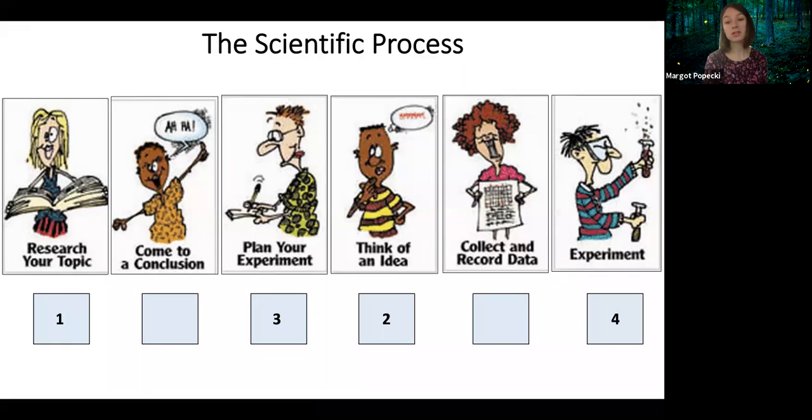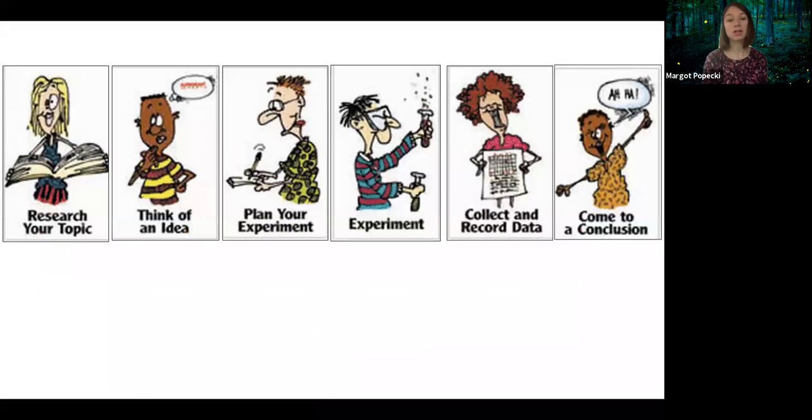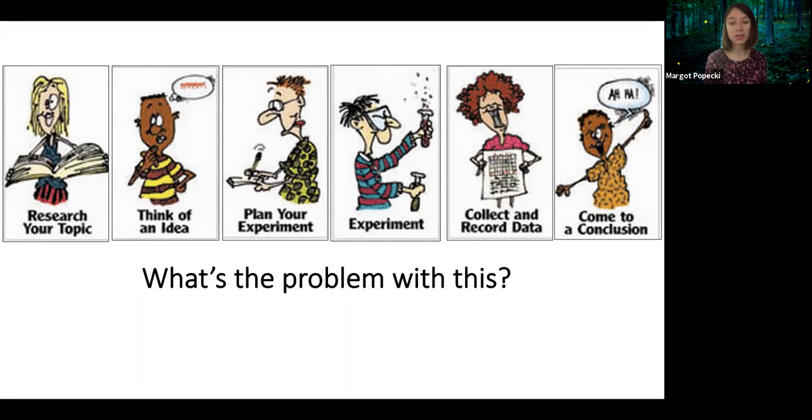You'll do this concurrently with collecting and recording data, which ensures the rigor and reproducibility of your study. Lastly, you're going to come to a conclusion by analyzing your data for significant trends or patterns. This is your interpretation. So this is the scientific process, but what's wrong with this? What is it missing?